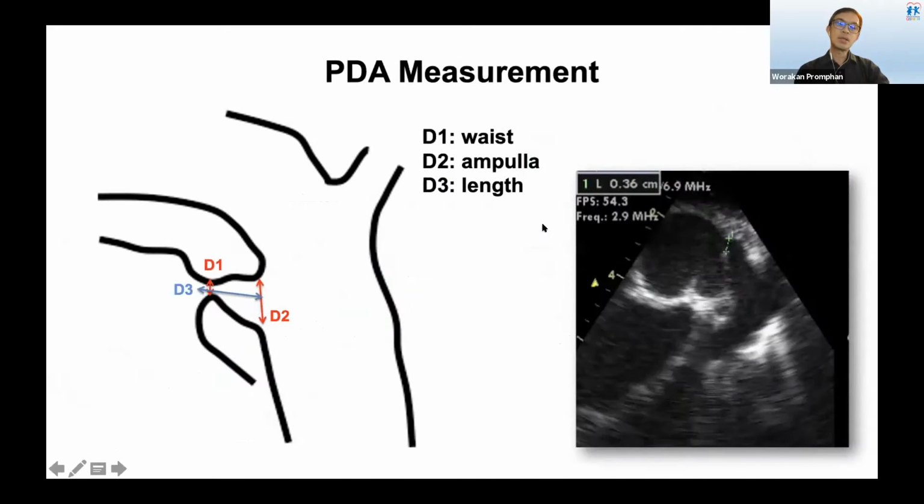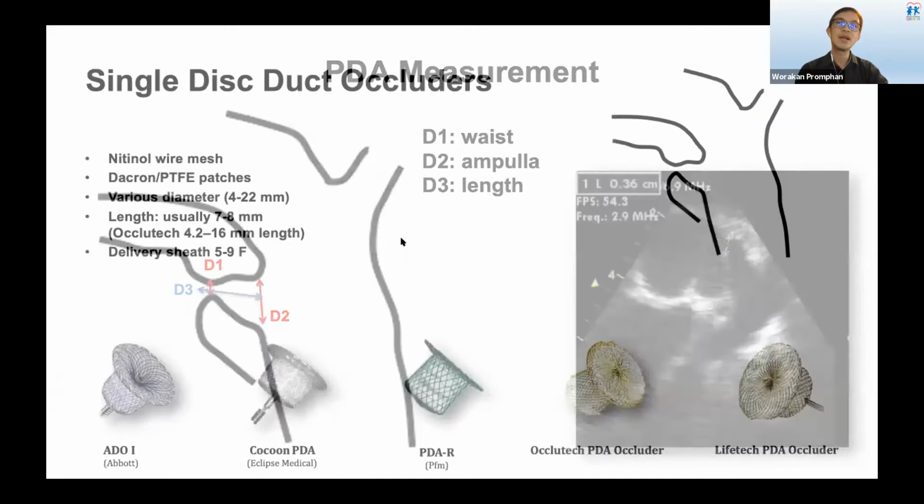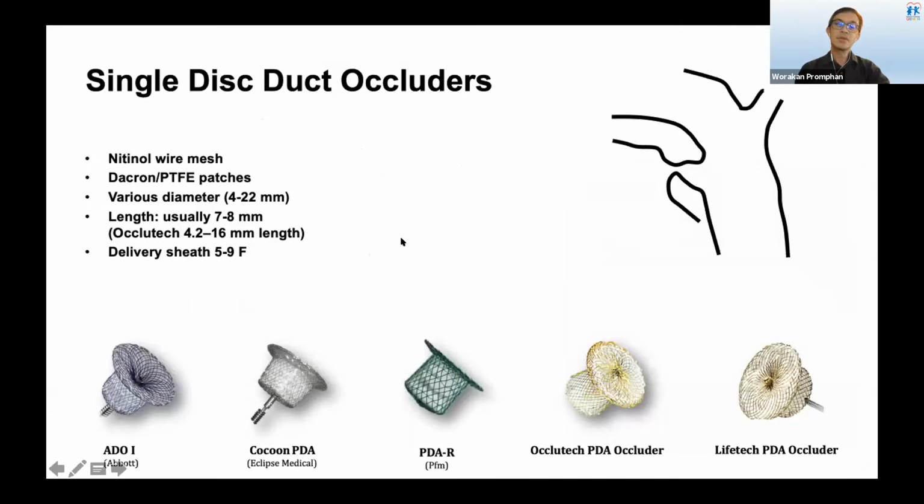As a reminder, when we discuss PDA closure, we need to measure at least 3 things. First is the diameter at the ampulla, second is the diameter at the pulmonary end, and last but not least, the distance. Those are important because we have to use these measurements in order to select the device. So, single disc device occluders.